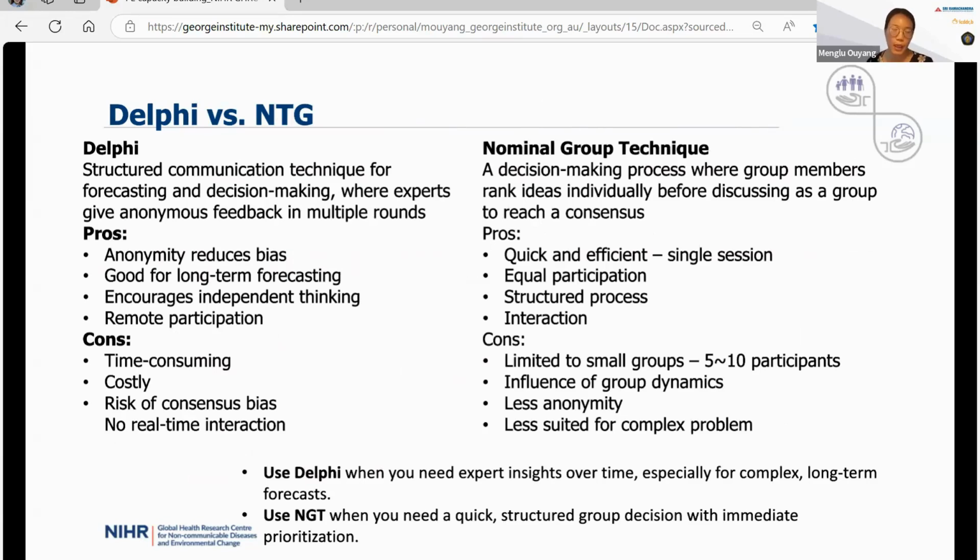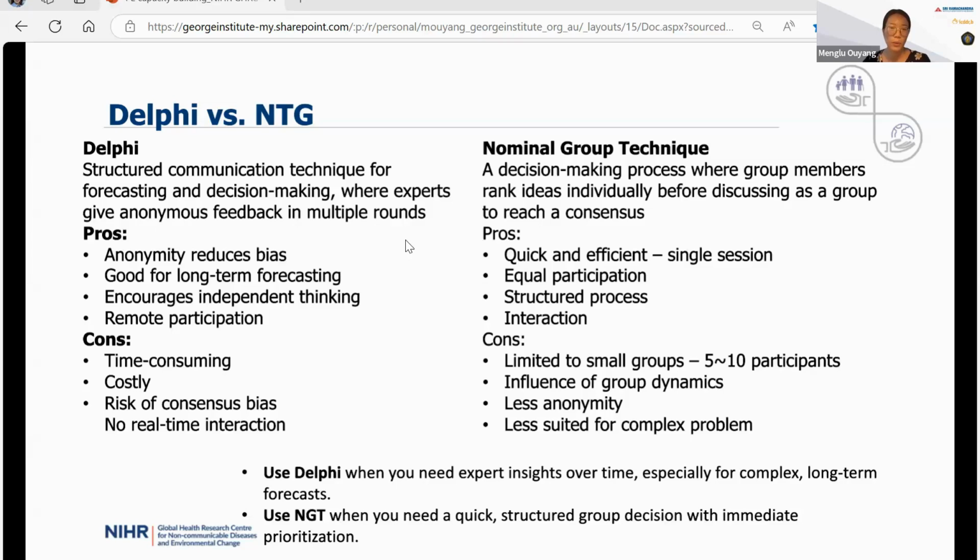So basically, the Delphi is a much more structured communication, asking the experts to give their statements through multiple rounds. The pros and cons are shown here, but because it involves multiple rounds, it will be more time consuming and probably much more costly compared to the other approach.